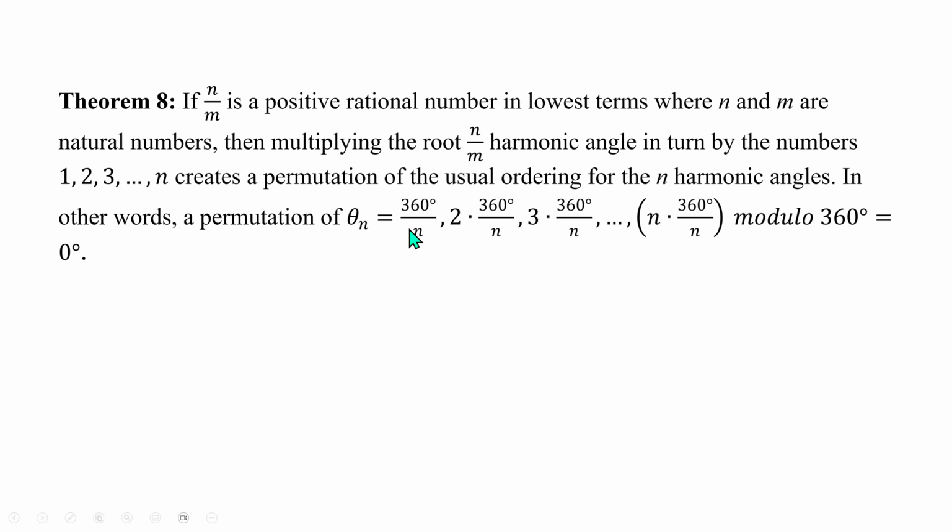Now, actually, one slight correction here. If n is 1, then this comes out to 360 degrees, and you have to reduce that modulo 360 to 0 degrees to get theta sub 1. But for n greater than 1, this is already going to be below 360 degrees, so you don't have to reduce it modulo 360 degrees. So we take this as our root n harmonic angle, certainly true for n greater than or equal to 2. Then you multiply it by 2, 3, and so on, all the way out to n, which gives you something equivalent to 0 degrees. And that is the usual natural ordering for our n harmonic angles.